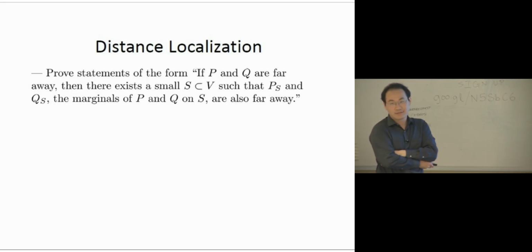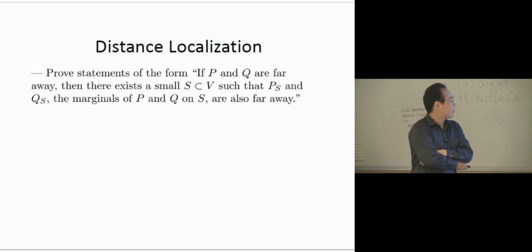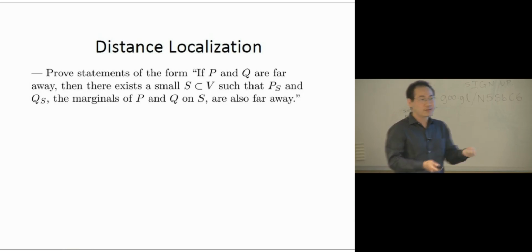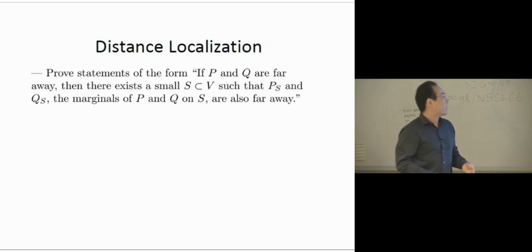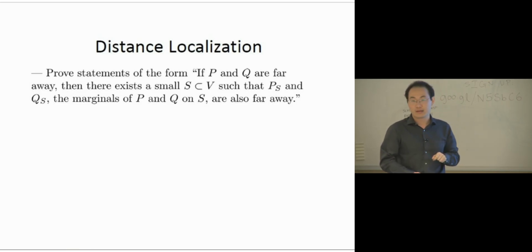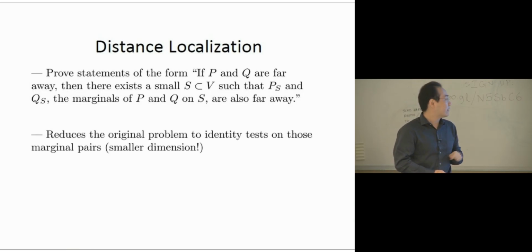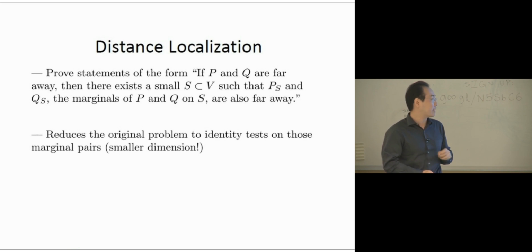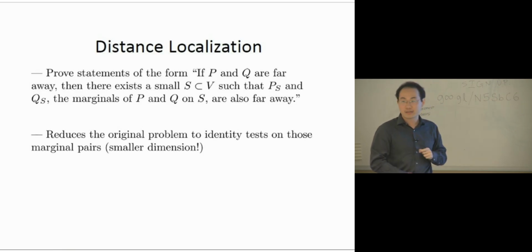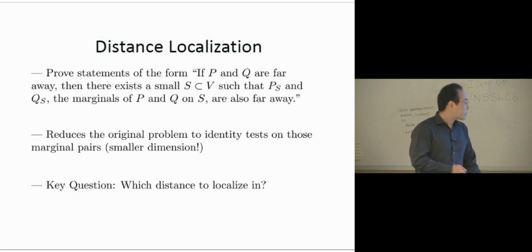Okay, so the main technique is actually very simple, which I call distance localization. Essentially we want to prove that if two joint distributions P and Q are far away, then we can find a small subset of vertices S acting as a witness, so that the marginals of P and Q on S are also far away. Given that, it reduces the original problem to identity tests on those pairs of marginals on small S. These have smaller dimension, so a smaller effective domain size, and we can apply the general result. The key question is which distance to localize in.